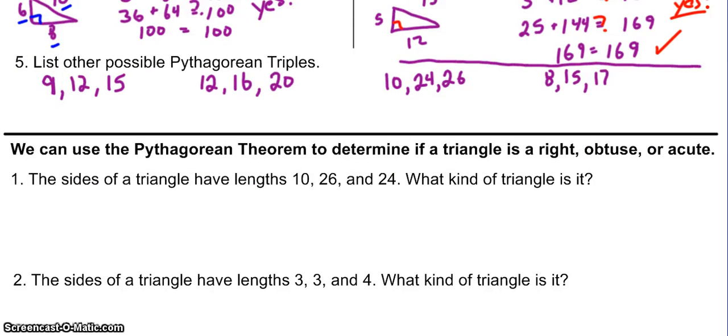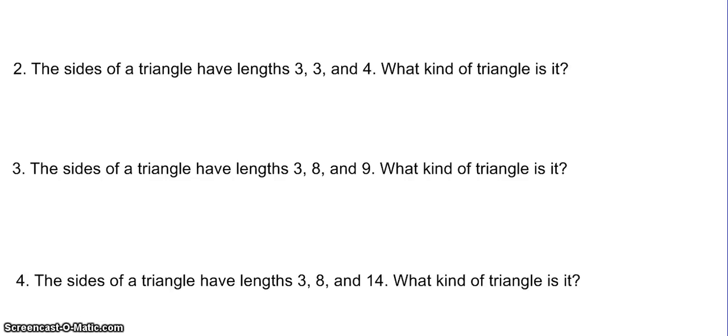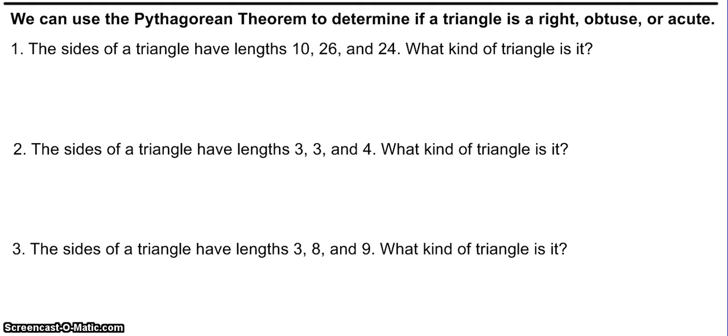At this point, what we can do is use the Pythagorean theorem to determine if a triangle is right, obtuse, or acute, or maybe it's not even a triangle at all. To start, what I'd like you to do is for problems 1, 2, 3, and 4 at the bottom, do exactly what we did before. Use the Pythagorean theorem to test to see if they're a right triangle.